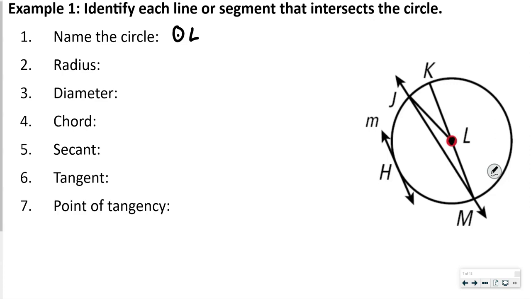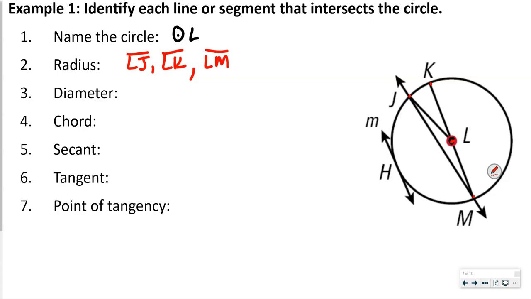Now, if we look at radii here, we're actually going to see 3 different radii, okay? So if we just talk about something that's simply a radius, I can see LJ is a radius. See LJ right here, again, segment. Then we also have LK is a radius, and we have LM is a radius, okay? Now remember, a radius goes from the center to the circle, okay? Then we have a diameter.